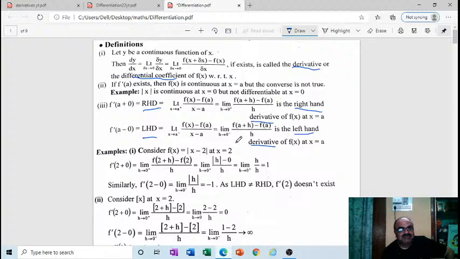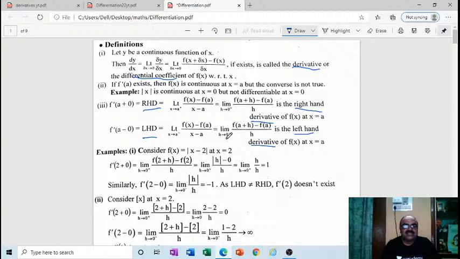And in case of left hand derivative, it is said as f of x minus f of a by x minus a, where limit x tends to a minus, that is limit h tends to 0, f of a minus h minus f of a by minus h.